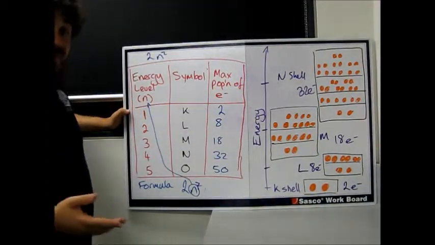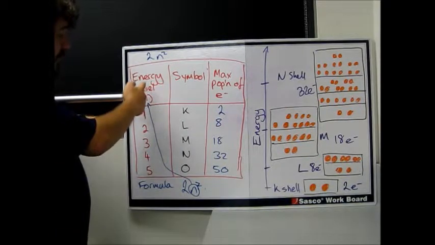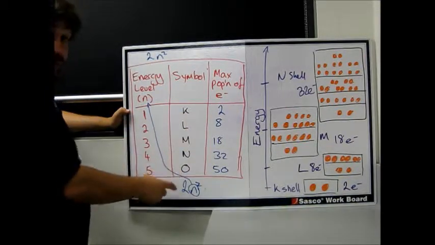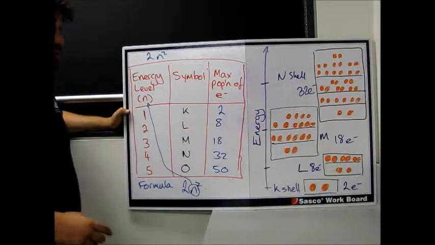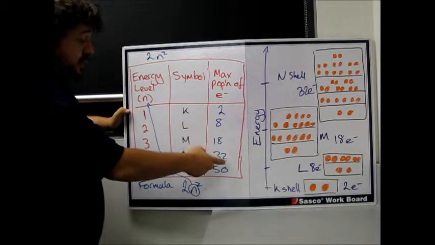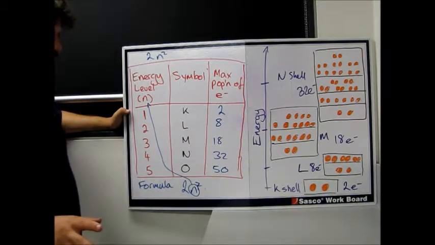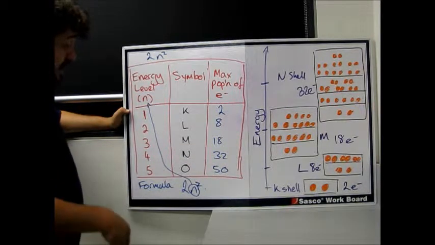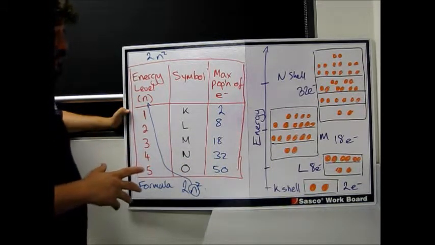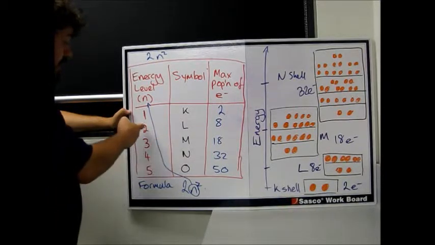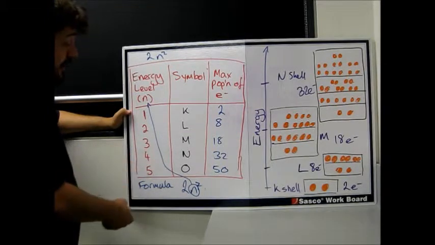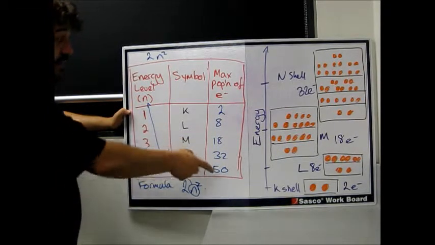Alright, so let's look at how we represent these things. If these are our energy levels, 1 to 5, these are the symbols for it, K, L, M, N, O, and the max population of electrons. So the max number that you can have is 2, 8, 18, 32, 50. And that's determined by the formula 2n squared, where n is the energy level number. Okay, so 2 squared is 4, 2 times 4 is 8. Alright, we come down here, 5 squared is 25, 2 times 25 is 50.